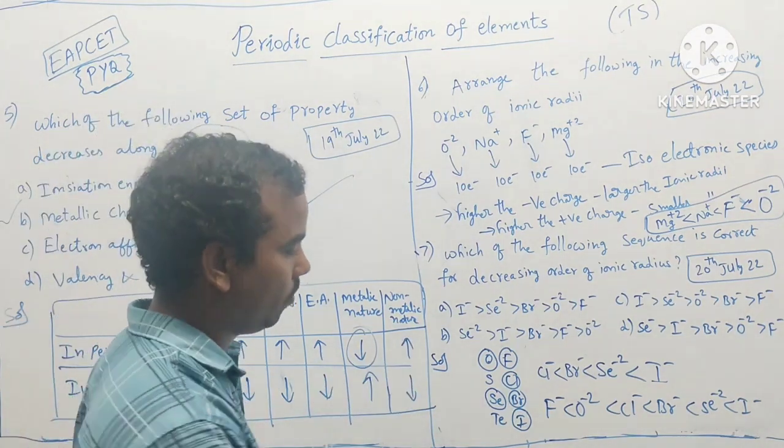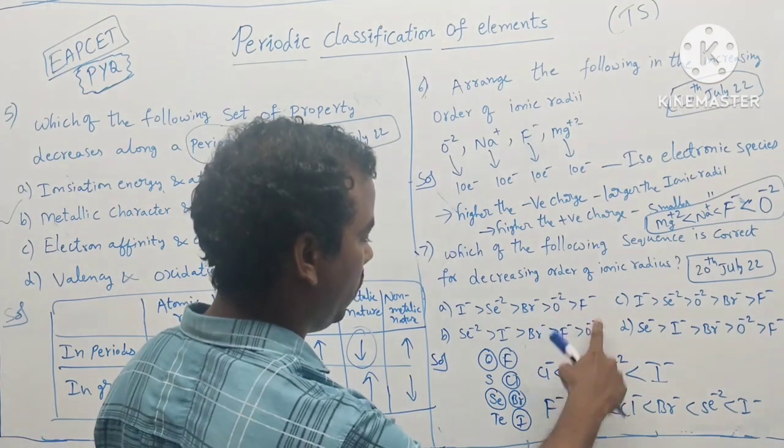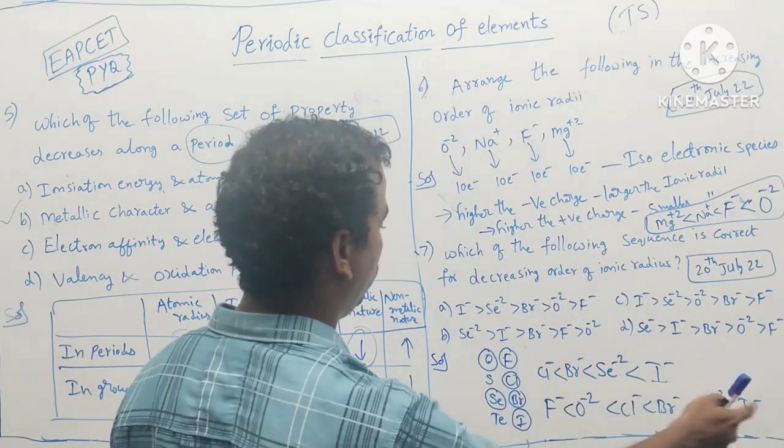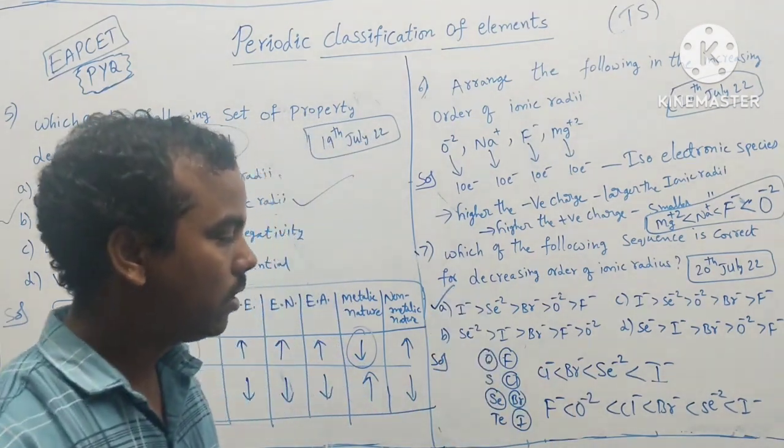So which one is correct? F-, next O-2, Cl- is not there, so Br-, Se-2, so I-. So option A is correct.